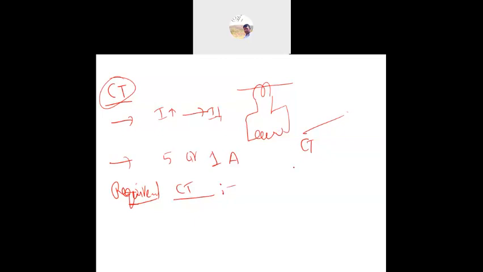A CT used for instruments is required to be accurate over the normal working current. But a CT used for protective purposes has to give the correct current ratio up to several times the rated primary current. For example, 600 amperes should be represented as 5 amperes or 1 ampere on the secondary, and the ratio should stay correct over several times the rated value.